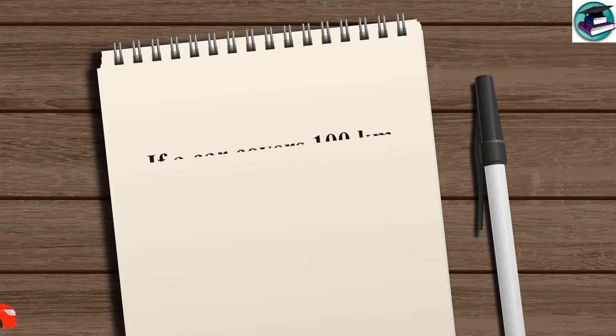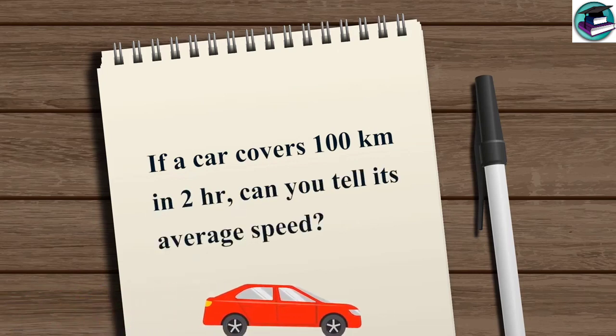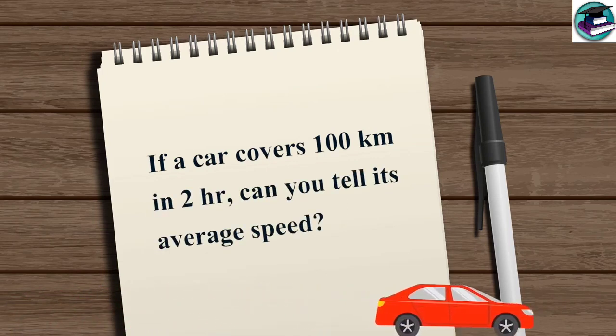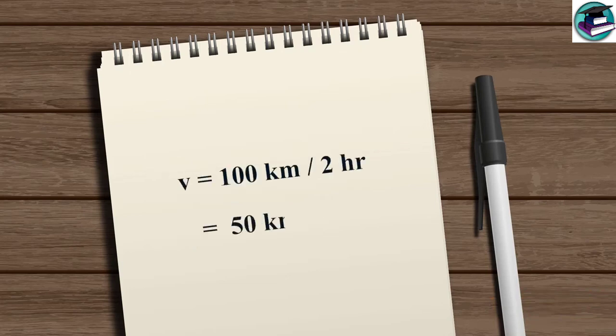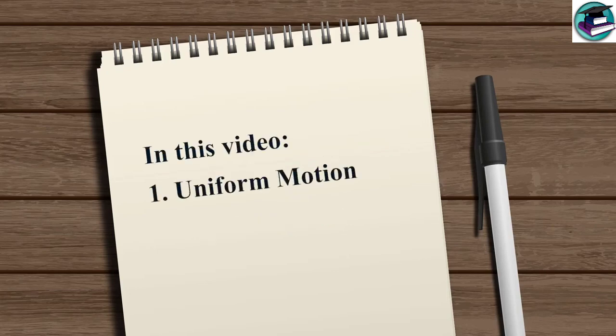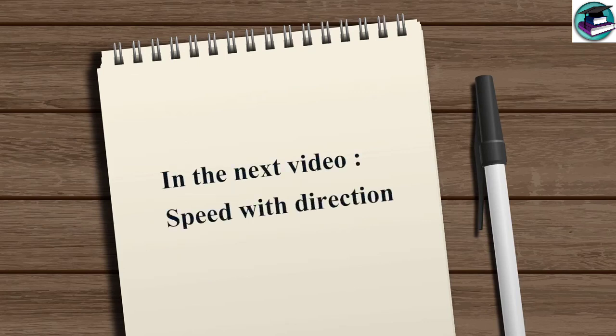Let's take an example. If a car covers 100 kilometers in 2 hours, can you tell its average speed? v is equal to 100 kilometers per 2 hours, which is equal to 50 kilometers per hour. In this video, we learnt about uniform and non-uniform motion and about speed. In the next video, we will learn about speed with direction.